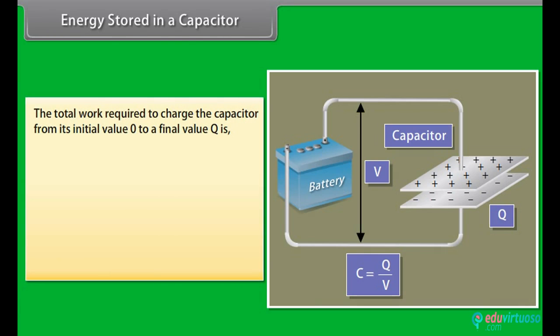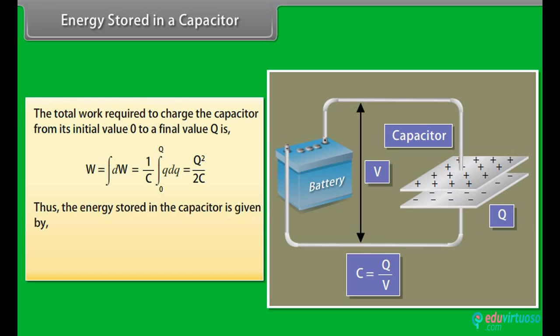The total work required to charge the capacitor from its initial value 0 to a final value Q is given by integration of dW. Put the values of dW in the equation. We get W is equal to 1 upon C integration from 0 to Q of Q dQ, which equals Q square upon 2C. Thus, the energy stored in the capacitor is given by U is equal to 1 by 2 CV square.